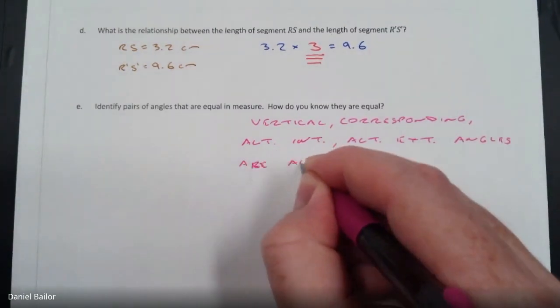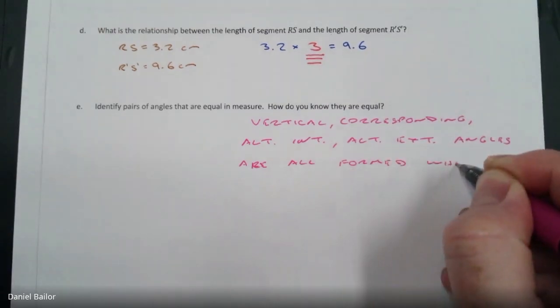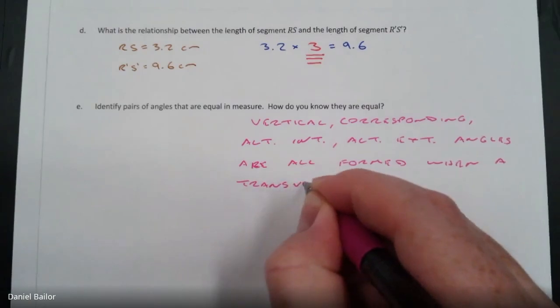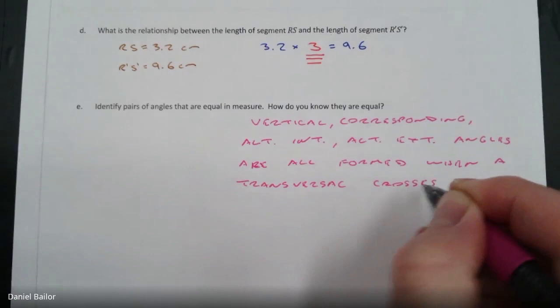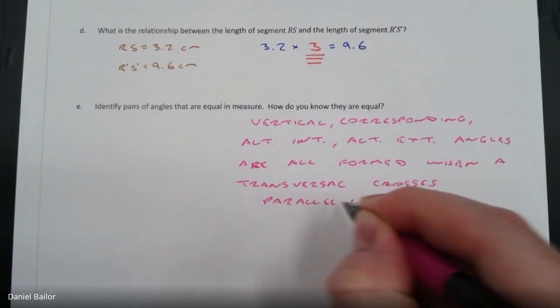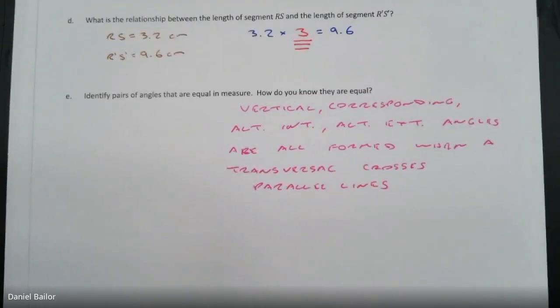are all formed when a transversal crosses parallel lines. So this is a connection between modules 3 and modules 2, where you still have to know your angle rules. So that's really 3 skills we learned today.